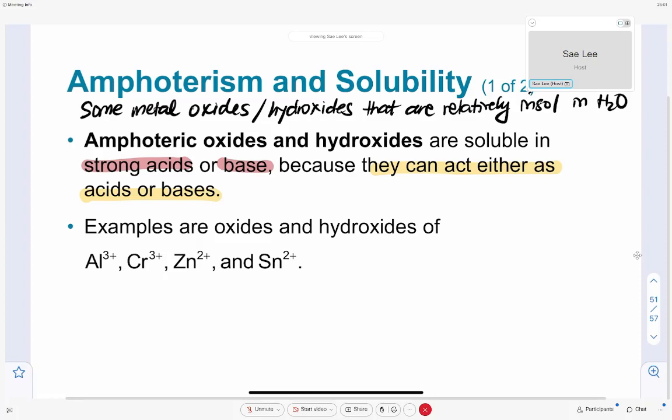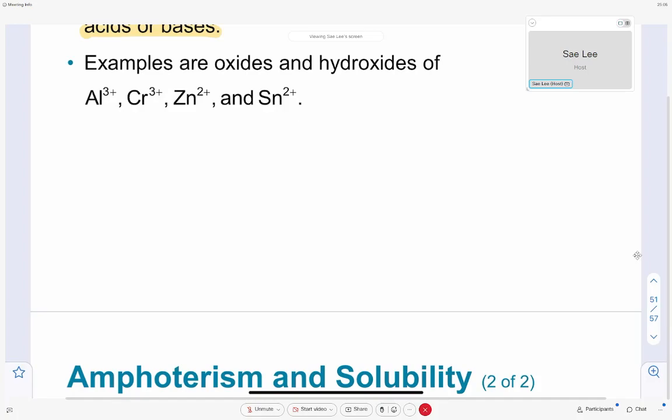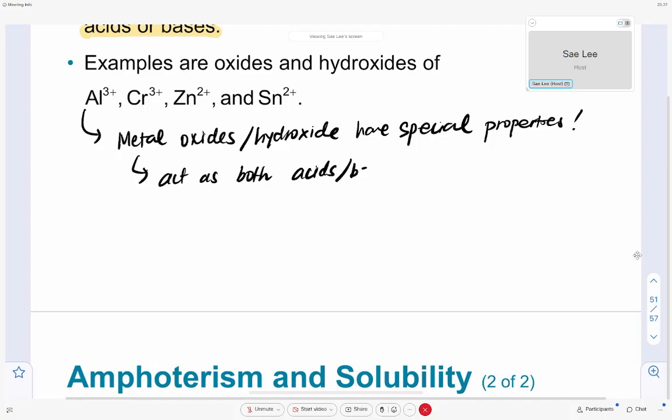So these metal oxides and hydroxides have special properties. They act as both acids and bases.